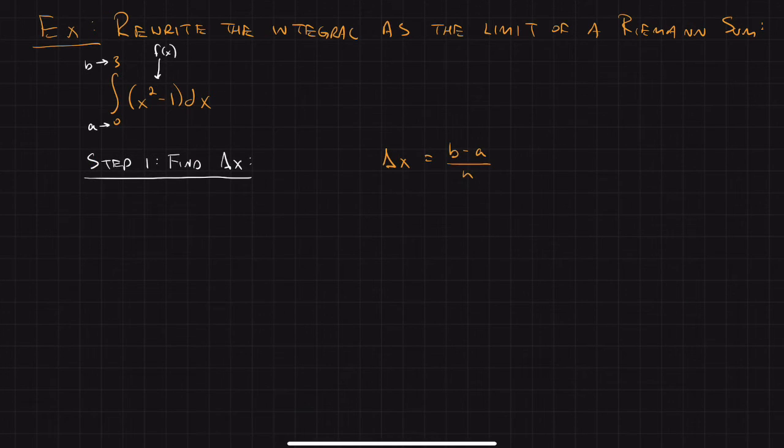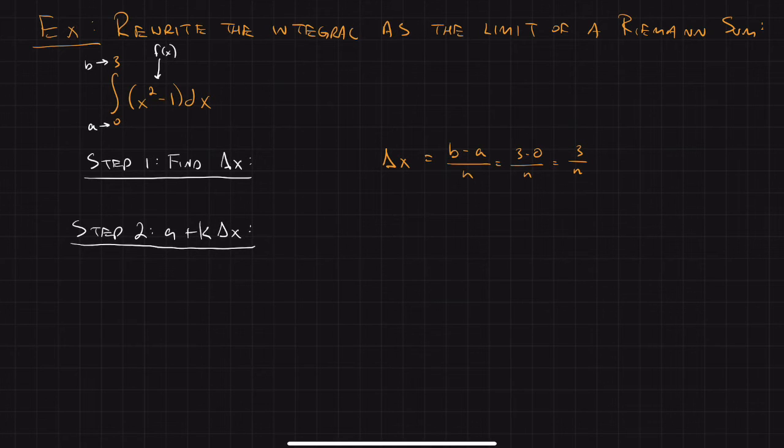And we're going to use the delta x formula from before. Delta x is equal to b minus a divided by n. Well, we're given that b is equal to 3, a is equal to 0. So b minus a over n would be 3 minus 0 over n. This would simplify to 3 over n.